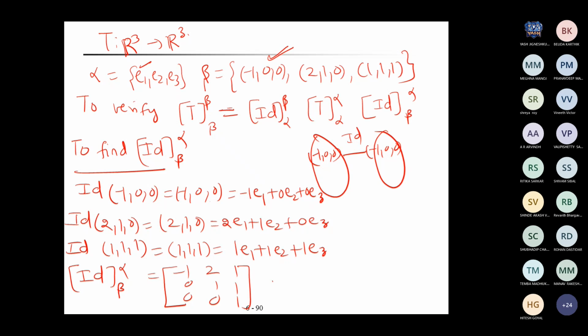Inverse of this matrix you find. You know how to find the inverse of this matrix, right? Do that. Gauss Jordan, or directly also can do. This is not your first module. If you want, you can do anything.